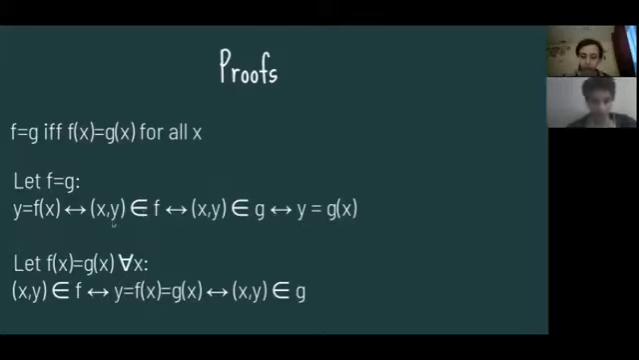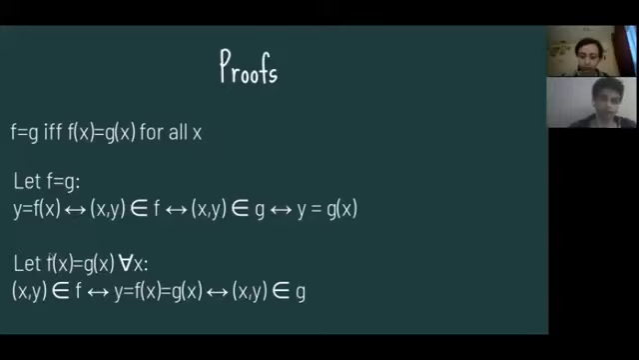So if you look at what we have proved here, we have proved that if y equals f of x, then y equals g of x. And this is the double arrow, which means that you can work in reverse. So if I start with y equals g of x, this means that xy belongs to g. And since g and f are equivalent, then I have that xy belongs to f, which would then mean that y equals f of x. So this proves that f of x equals g of x for all x.